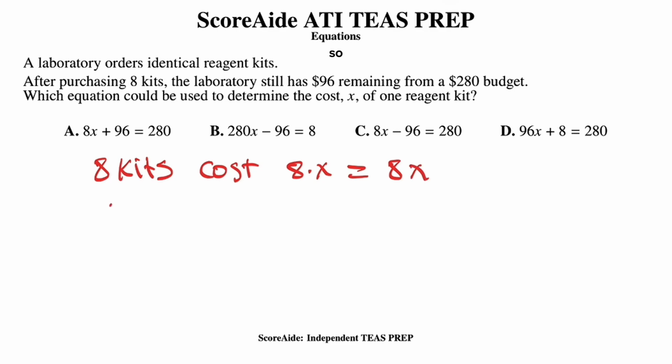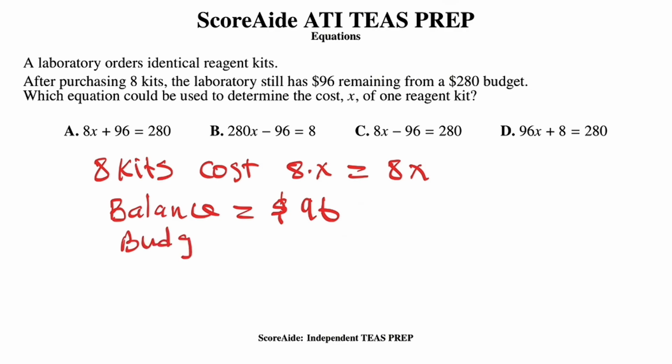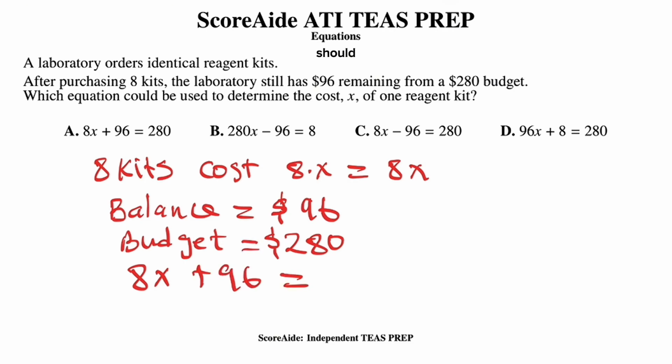So the balance is equal to $96, right? So the budget is $280. So we cannot exceed this budget. It means that the kits we buy plus the balance that we have should give us 280, right? Should give us 280. So this is going to be the equation, and the answer here is going to be A.